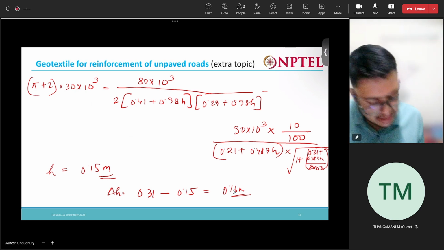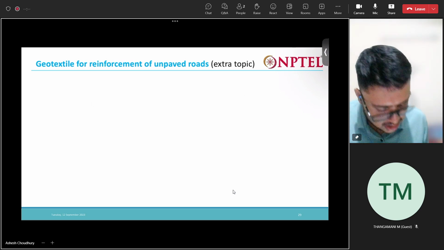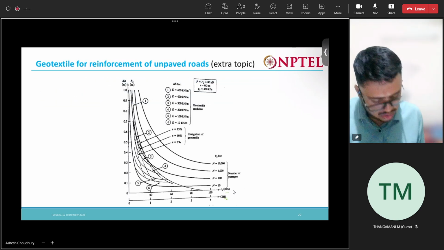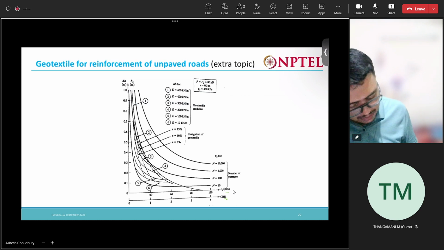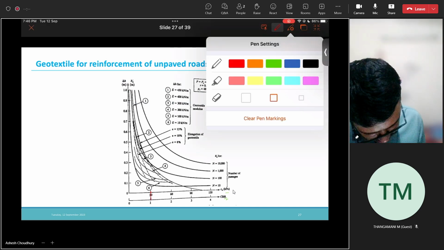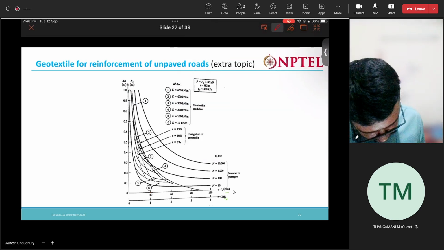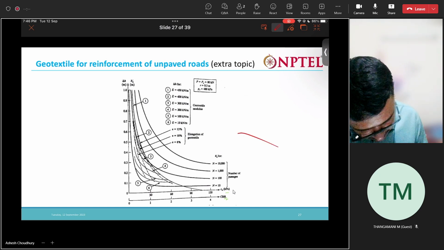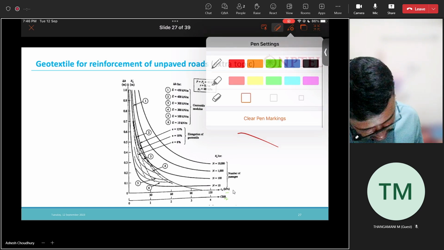Now let us see the same problem using the graph. So our soil was what? 1 CBR. 1 CBR or 30 kPa is here. This line, right? Here. Then what was n? Number of passes. What was the number of passes?